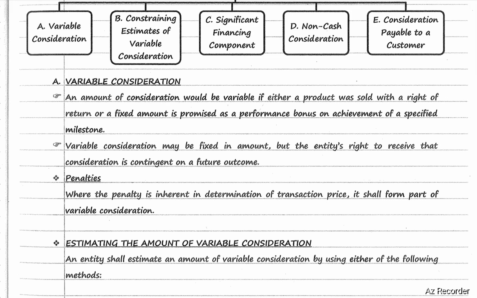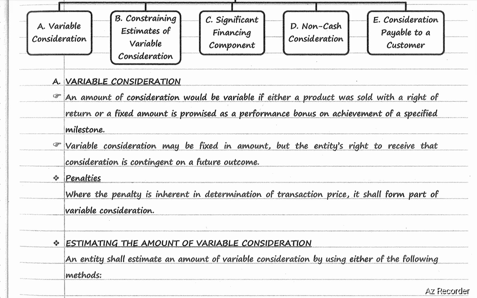Variable consideration. The consideration would be variable if either a product was sold with a right to return or a fixed amount is promised as a performance bonus on achievement of a specified milestone. So a consideration will be variable if there is a right of return or there is any performance bonus. Variable consideration may be fixed in amount, but the entity's right to receive that consideration is contingent on the future outcome.